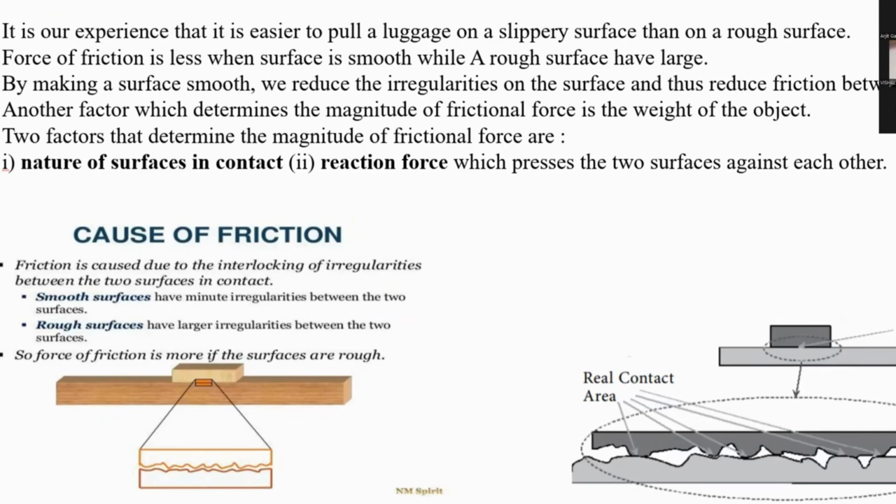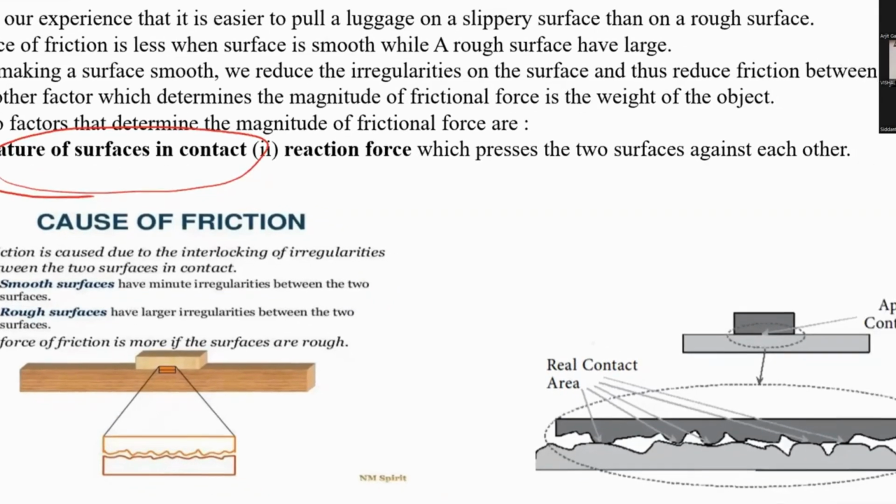So the first thing on which friction depends is the nature of the surface, right? If the surface is smooth, then the friction will be less. If the surface is rough, then Vishal, the friction will be more. So if friction is more, then it is easy to move or it is difficult to move? Difficult to move. Yes, it is difficult to move.